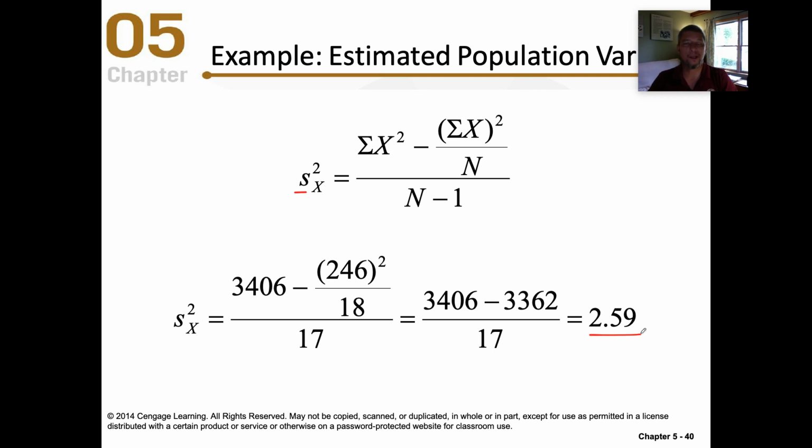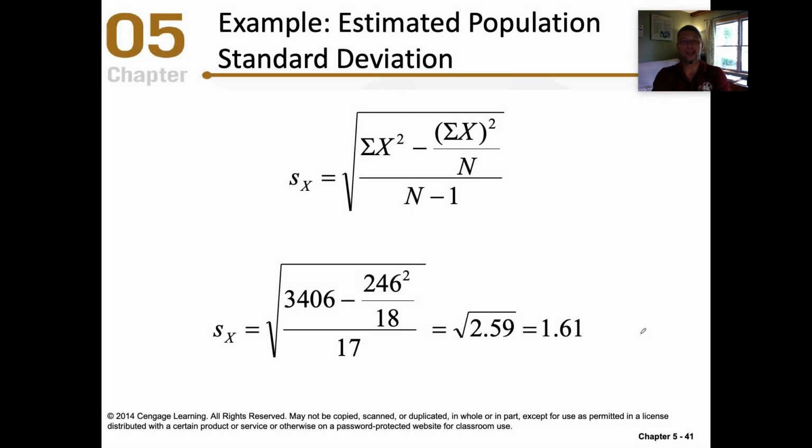In order to calculate the estimated population standard deviation, I simply take the square root of this number, and I get 1.61 as the estimated population standard deviation here. This is, again, a little bit higher than the sample standard deviation, which was 1.56. And again, because the sample is an underestimation, we would expect that the estimated population calculation would be just a little bit bigger, and it is.